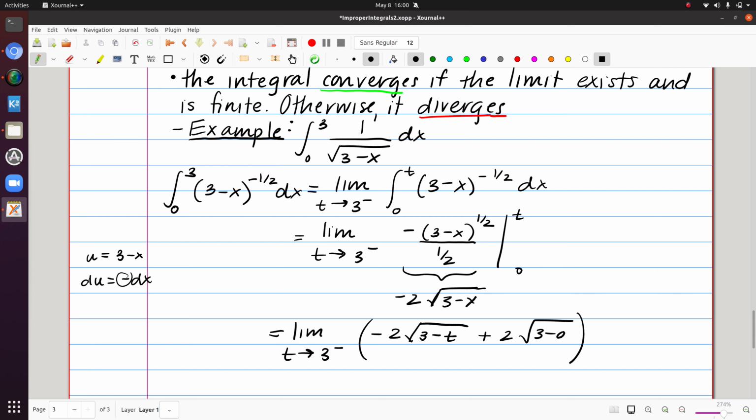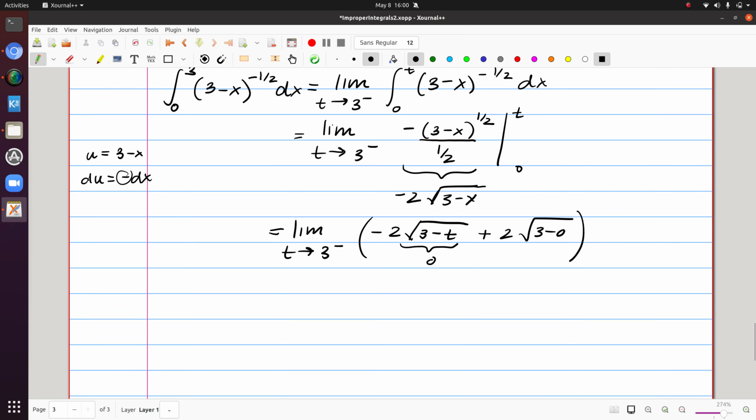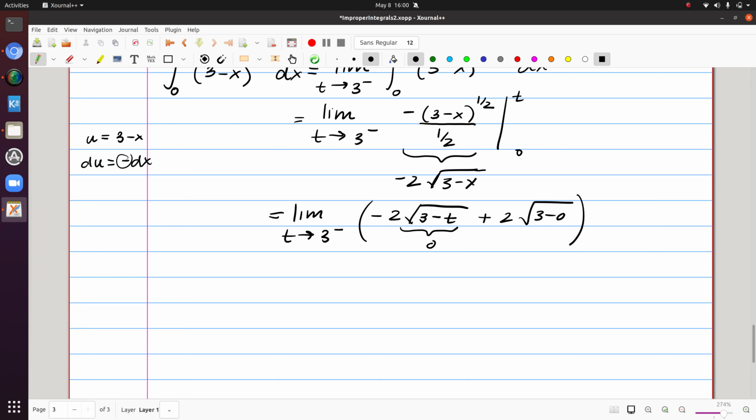As I send t toward 3 from the left, the only thing that's going to happen is that this part's going to approach 0. And that's not going to cause any problems, so we're just going to be left with 2 times the square root of 3. So the limit exists and is finite. Consequently, we say that the integral converges. And further, we can say specifically that it converges to 2 square root of 3.